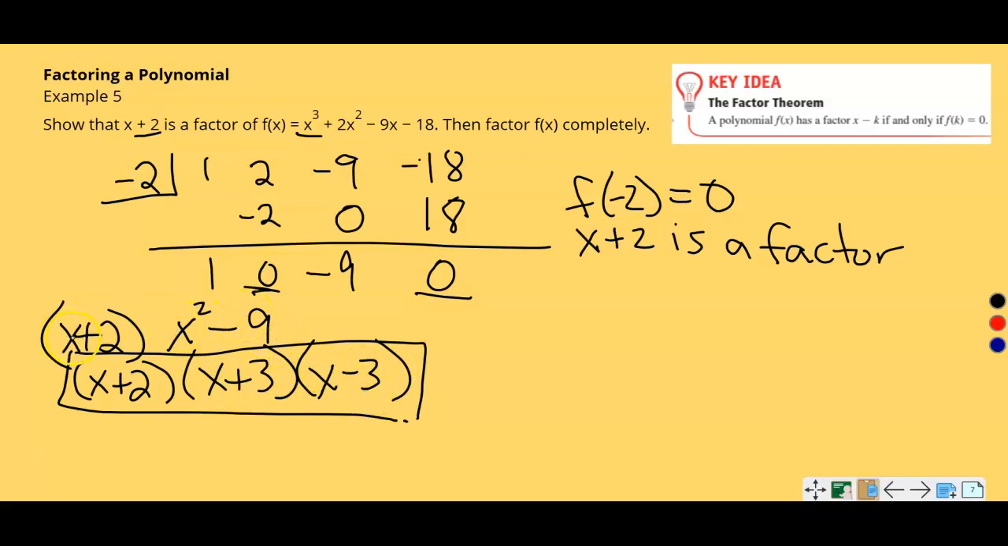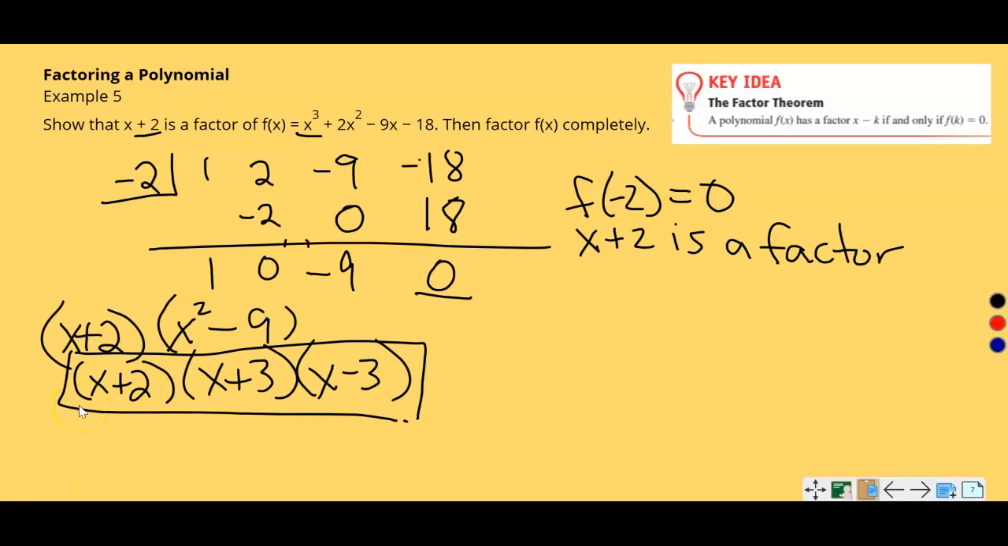Take that, multiply it by this factor, x times x squared, x cubed, x times negative 9, negative 9x, 2 times x squared plus 2x squared. 2 times negative 9 is negative 18. So you can see that that also, if you use distributive property, will give you back the original term. So again, factoring is a way to rewrite something in factored form, but it's still equivalent to the original polynomial if you do it correctly.